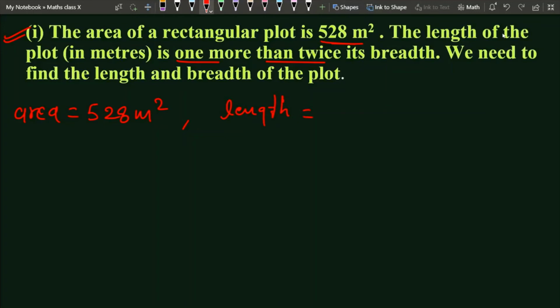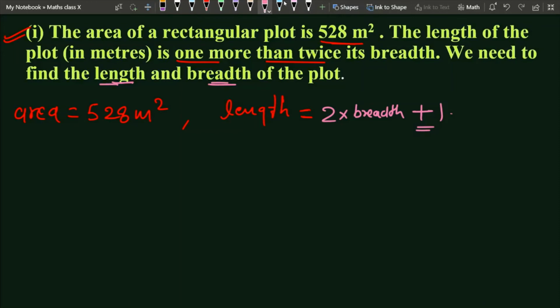Length is equal to one more. One more means plus one, right? One more means plus one. Plus one of what? Twice its breadth. So 2 times its breadth. So that's how you have to think. We need to find the length and breadth of the plot. Here you will calculate the length and breadth.